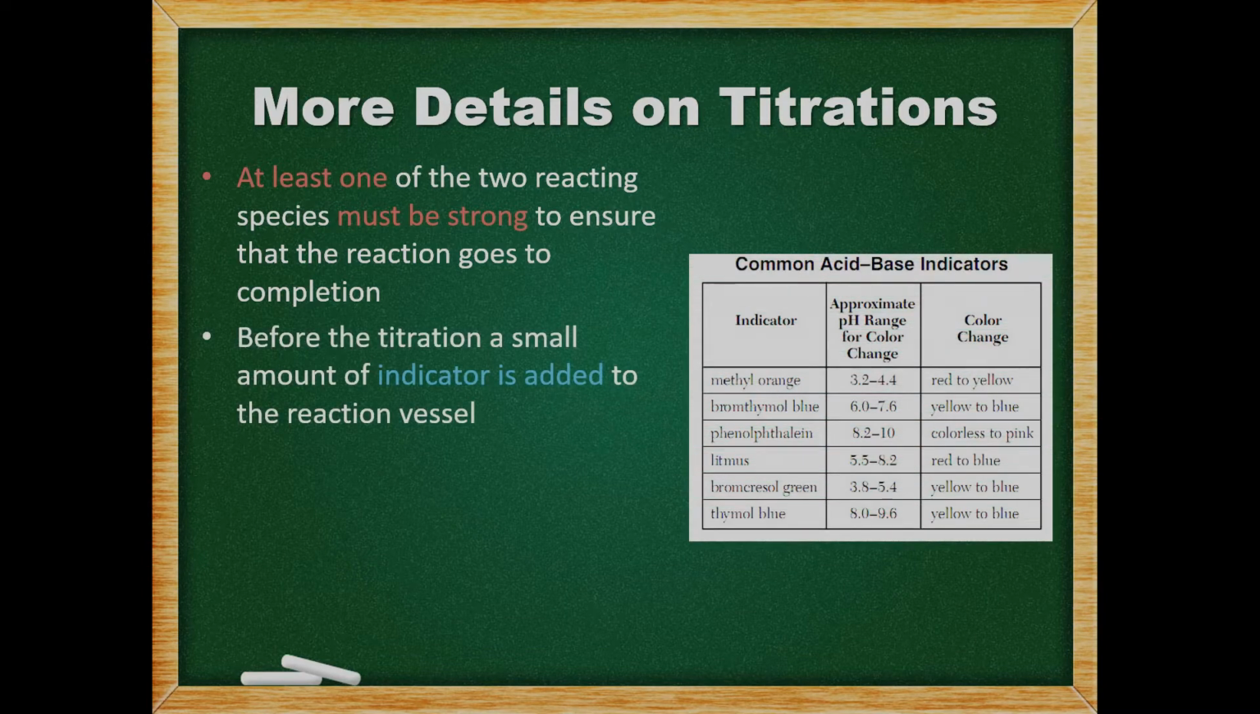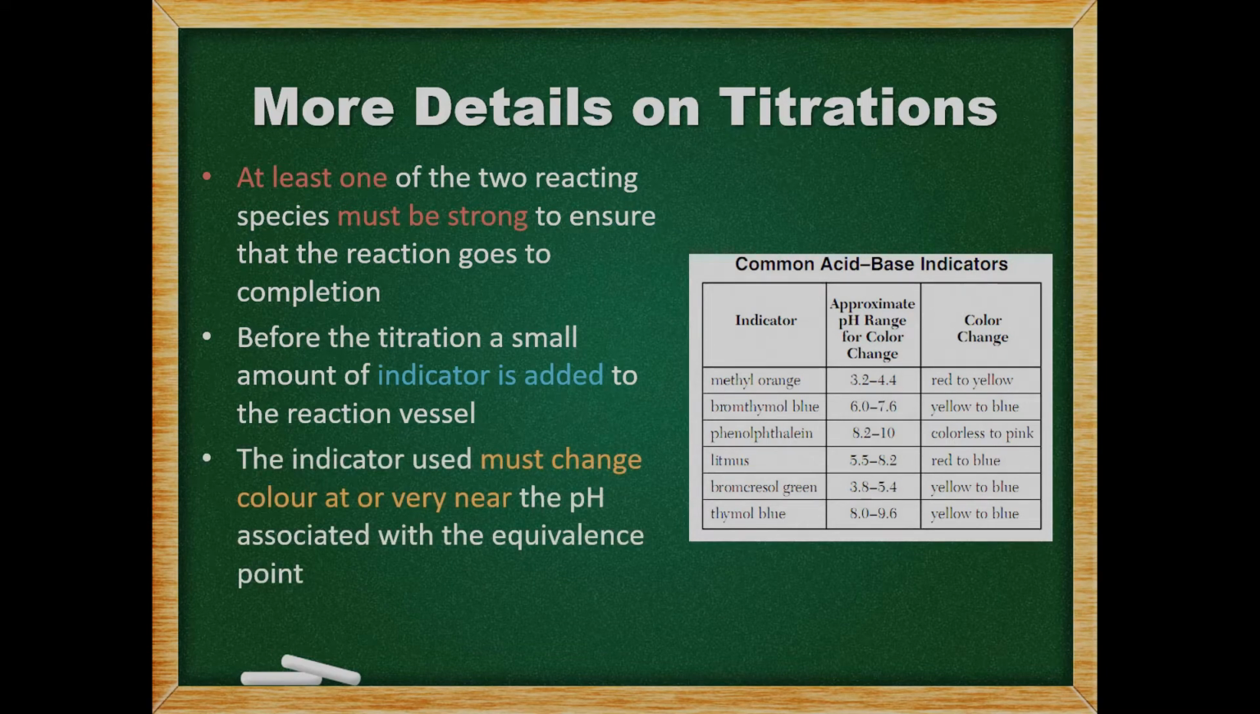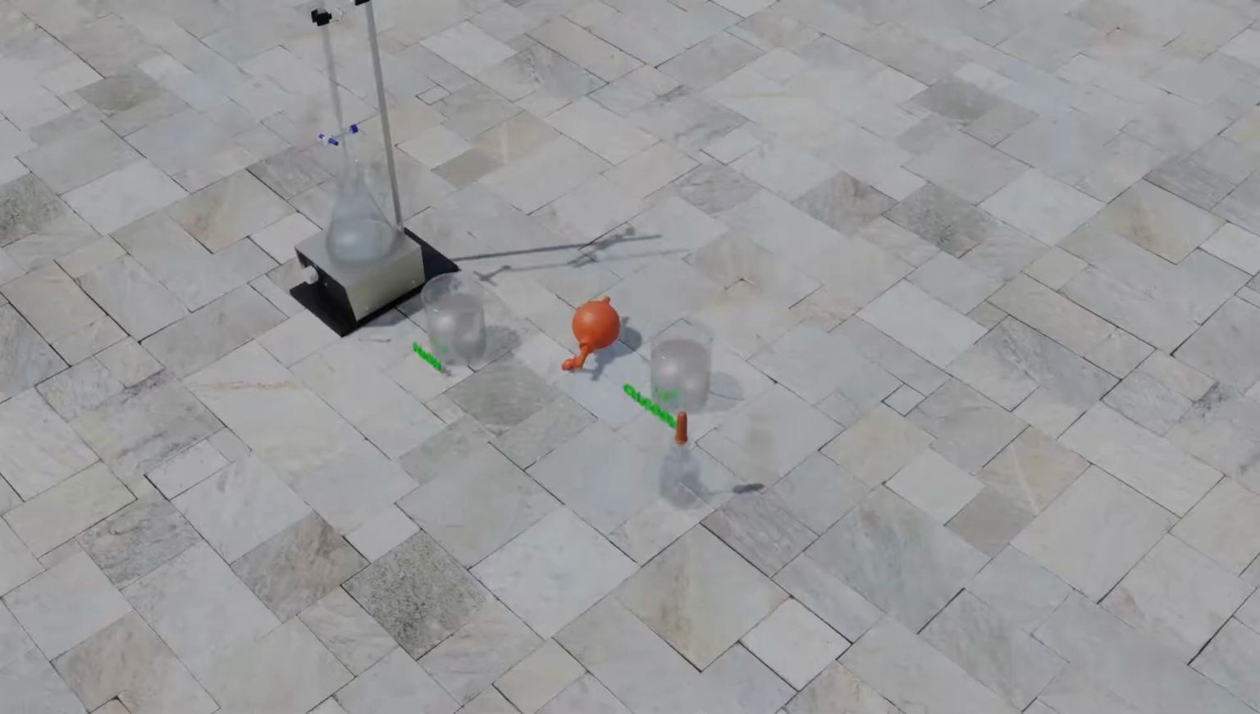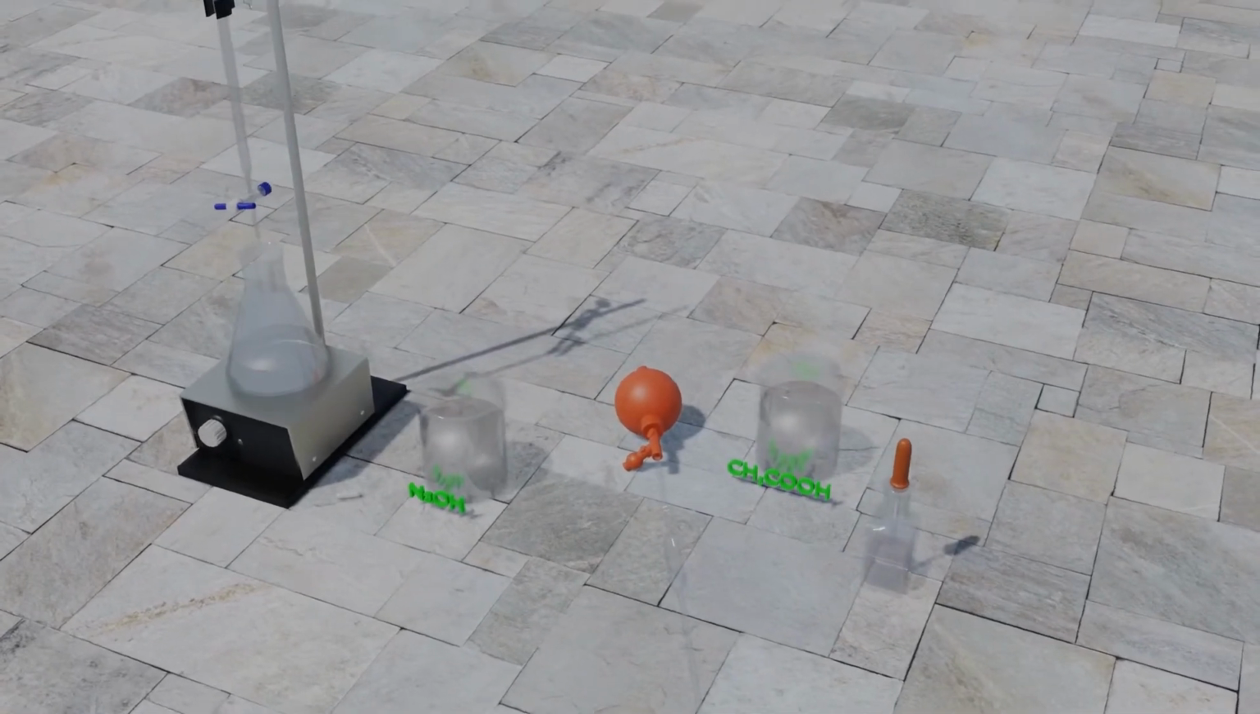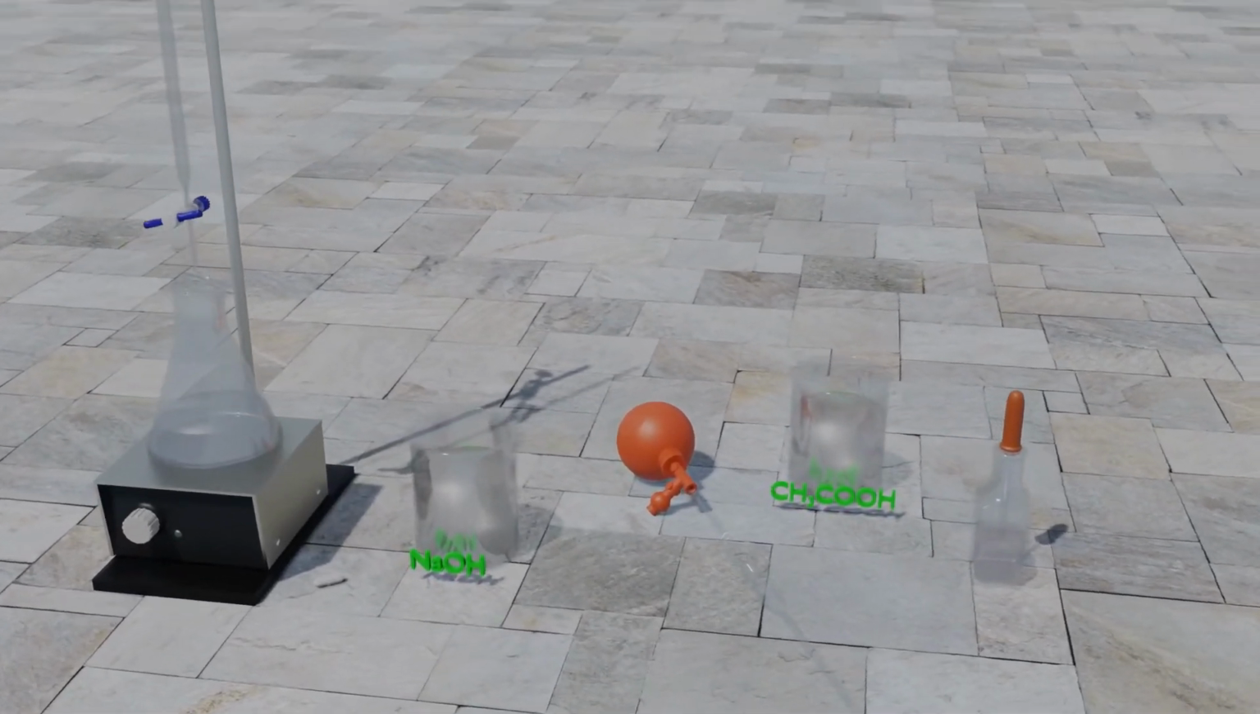Before the titration, a small amount of indicator is added to the reaction vessel. The indicator used must change color at or very near the pH associated with the equivalence point. Titrations require precise instruments and careful measurements to ensure the accuracy of the data collected.